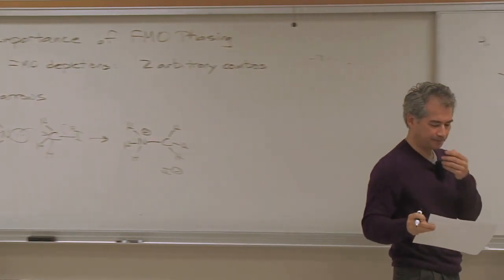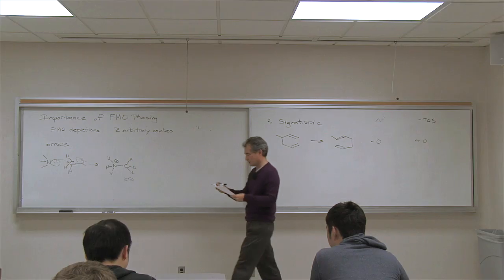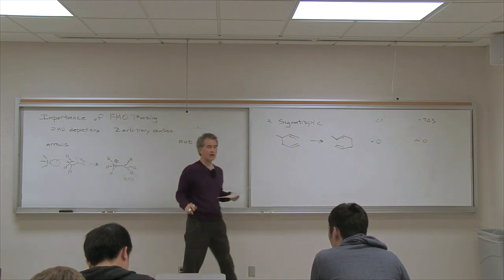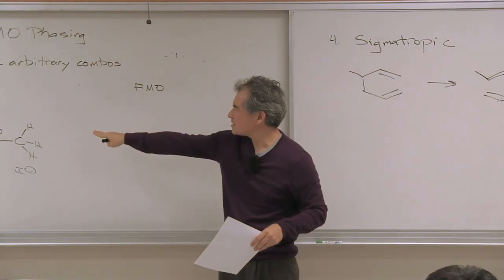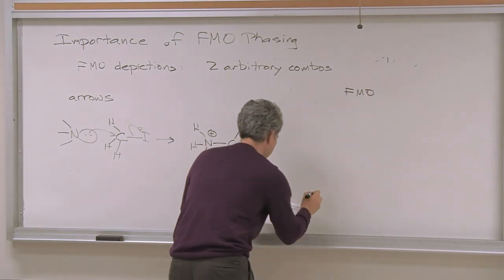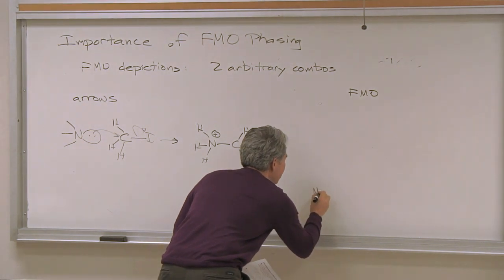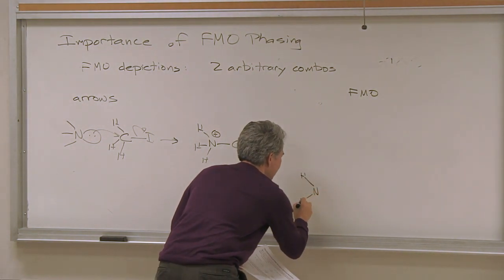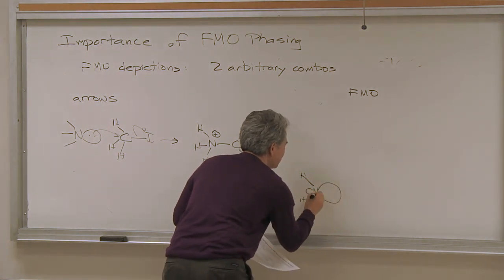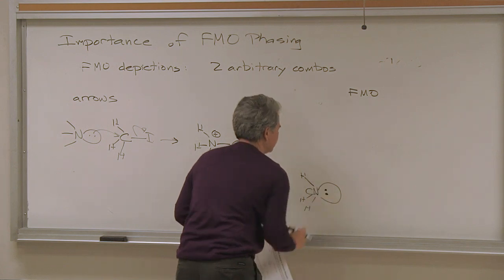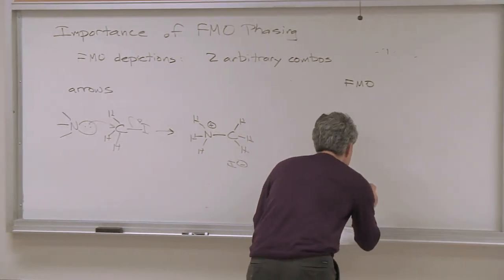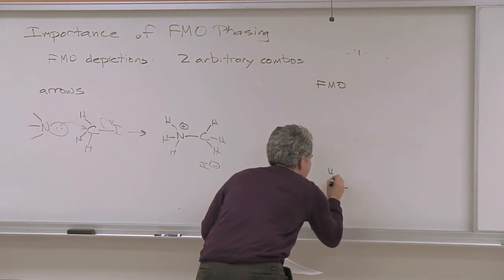Okay, so that's the arrow pushing depiction. Let's look at the FMO depiction, the frontier orbital depiction. And now I'll be really picky about drawing this anti-bonding orbital for the carbon-iodine bond. So I'm going to draw two different depictions here because they're two completely arbitrary phasing combinations. And I'll show you what I mean by that. Let me go ahead and depict this filled non-bonding orbital on nitrogen like that. And then I'll draw this unfilled, empty sigma star orbital for this carbon-iodine bond.